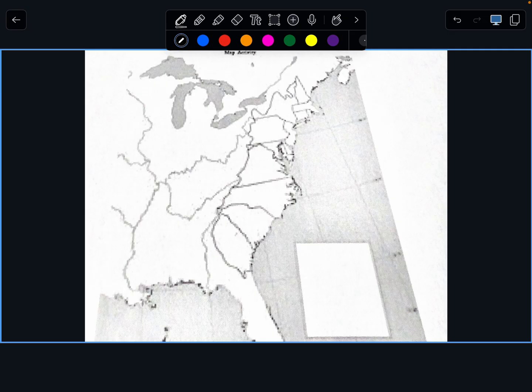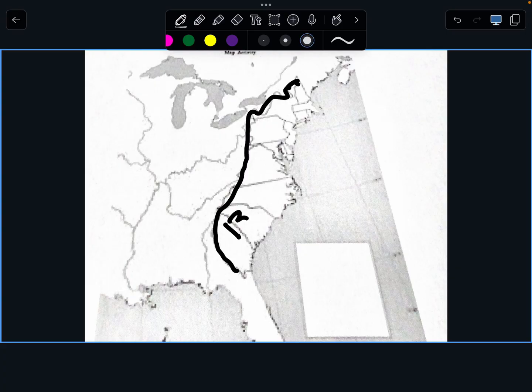Okay, here we go. So I'm going to color coordinate this. Do you have to? No. So right here. Actually, I'm going to make this a little thicker. So right here is the 13 what? 13 colonies. Okay, so we have our 13 colonies. That's what we're going to write down.